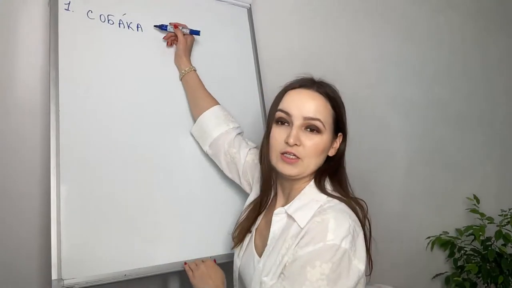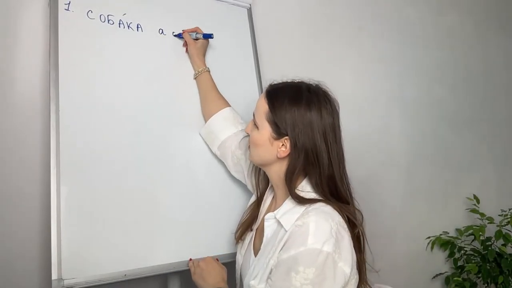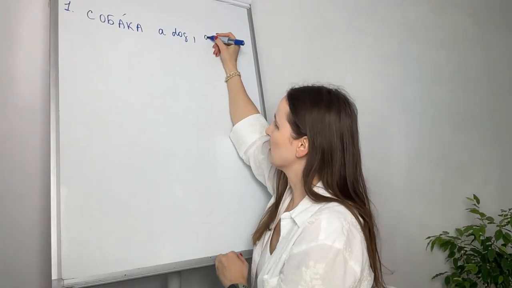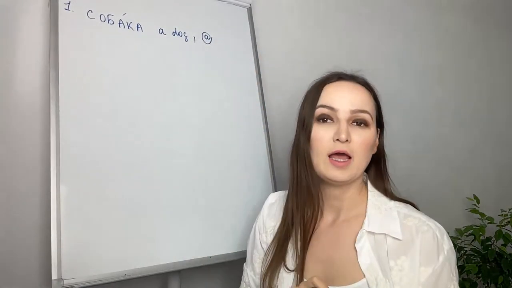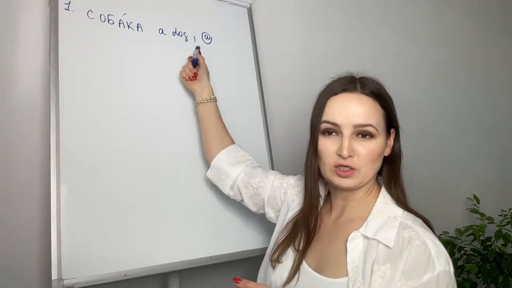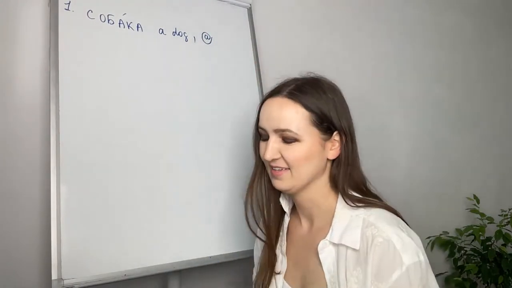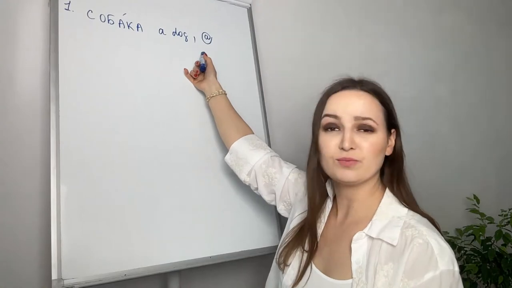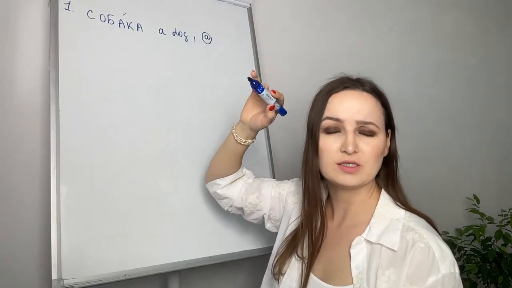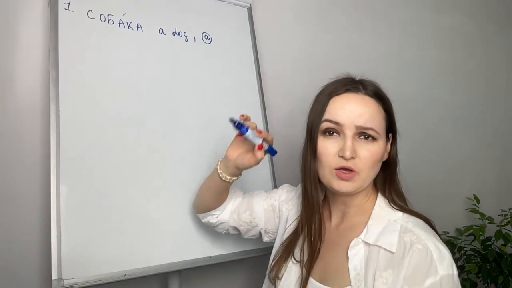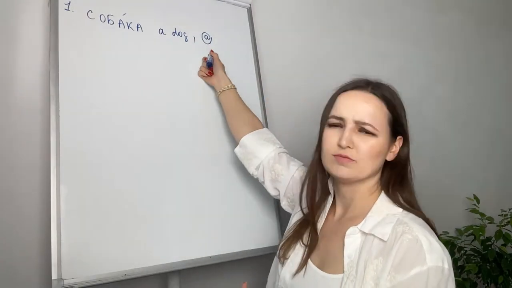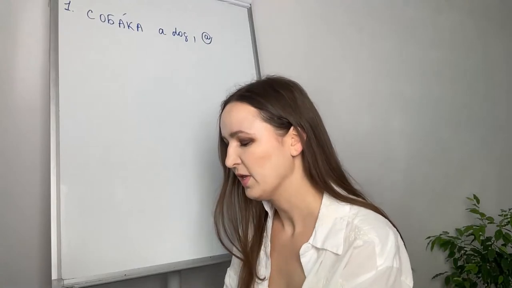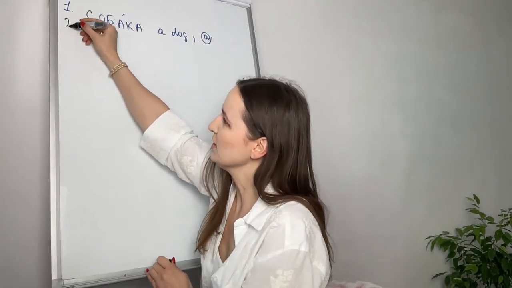Собака. The first one is a dog, of course. A dog. And the second one is this one. This is собака in Russian language. This sign. How do we call this sign in English? Like when in the email you have like Russia at Nastya. I forgot. At. Yeah, at. Yes, at. Yeah, good.